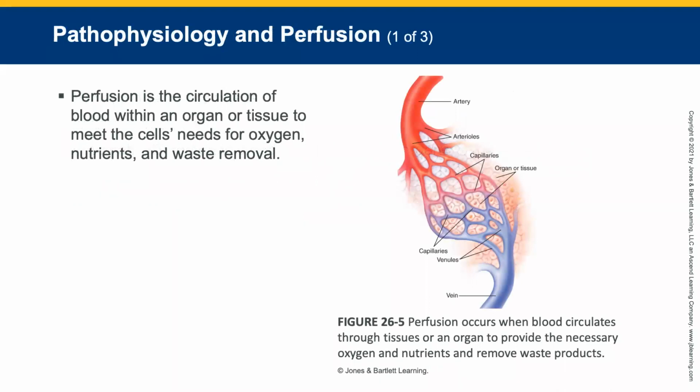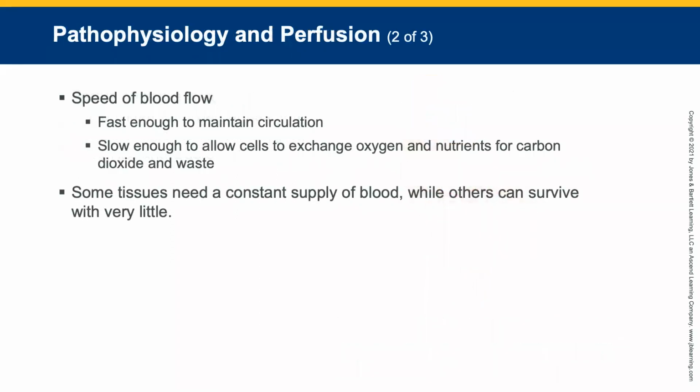So perfusion is the circulation of blood within an organ or tissue in adequate amounts to meet the cell's current needs for oxygen, nutrients, and waste removal. The speed of the blood flow must be fast enough to maintain an adequate circulation throughout the body and avoid clotting, but slow enough to allow cells time to exchange oxygen and nutrients for carbon dioxide and other waste products. Some tissues need a constant supply of blood, while others can survive with just very little.